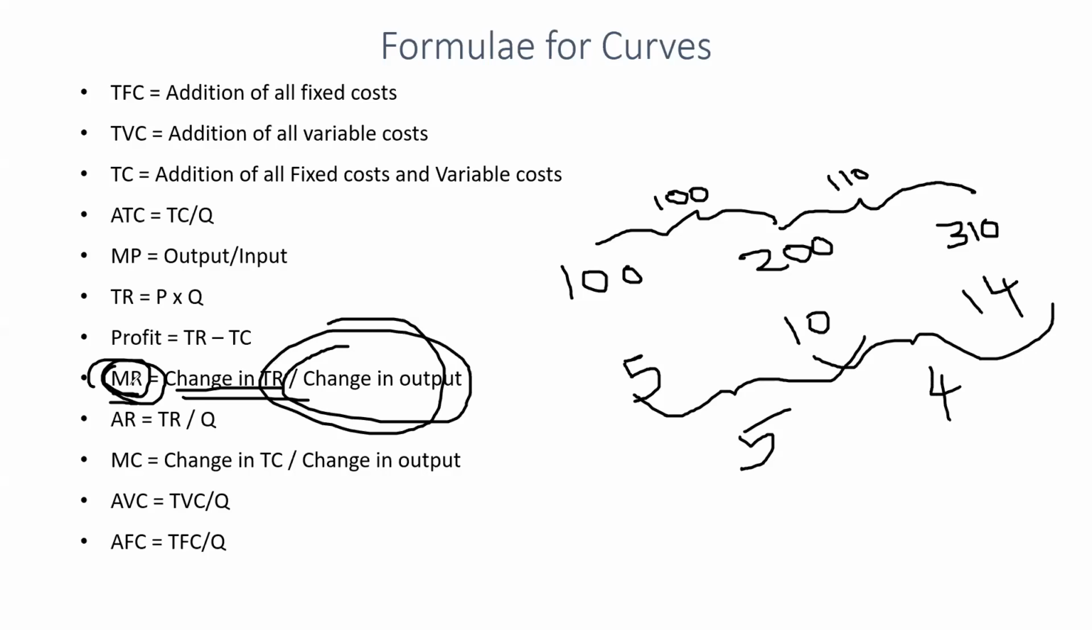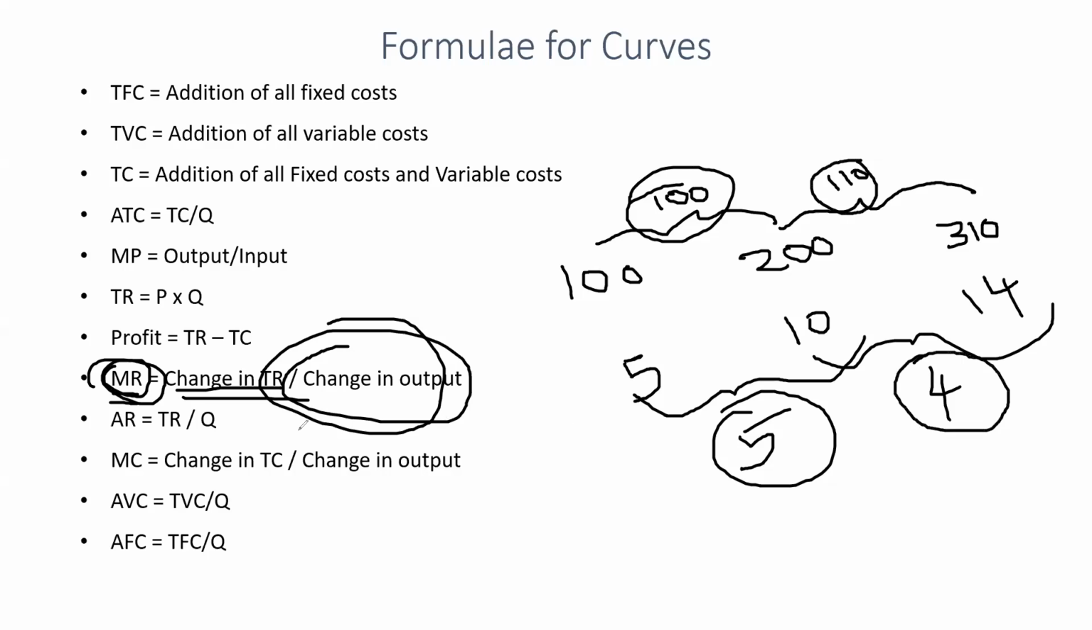So my marginal revenue will be 100 divided by 5, and my second marginal revenue will be 110 divided by 4. Then you got average revenue, that is your total revenue divided by output. You got marginal cost, which is the change in total cost divided by change in output. So that's similar to this, but instead of revenue, we are looking at the cost for each output. So how much did your cost change with respect to your output? So marginal cost is change in total cost divided by change in output.